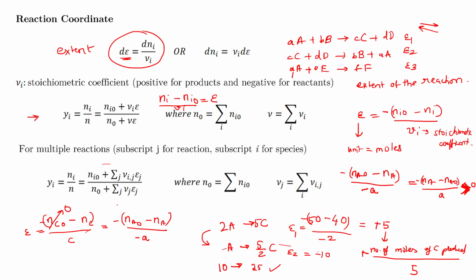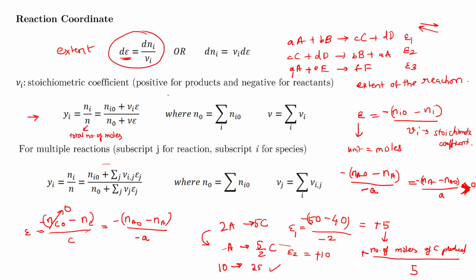Okay, so this is there. So Ni I'm defining as Ni naught plus mu I into epsilon. And similarly for the total number of moles, N naught is equal to sigma of Ni naught, the summation of each component's number of moles. And here mu is the net stoichiometric coefficient for the reaction.